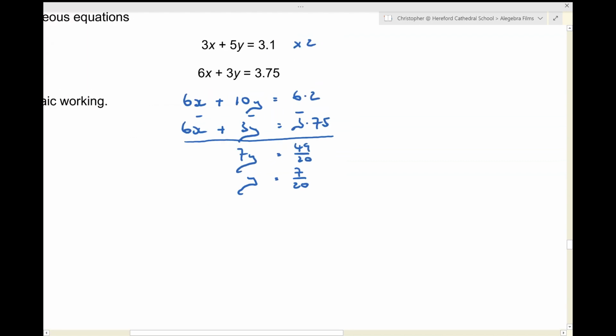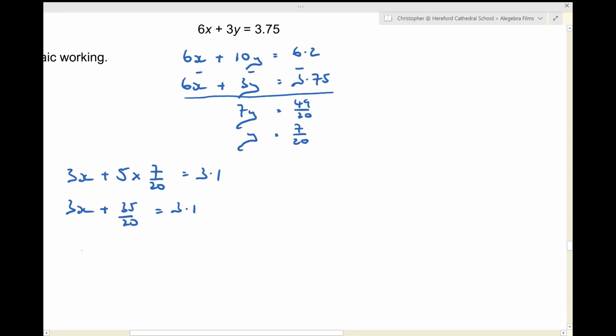Right, let's substitute that into this equation here. 3x plus 5y, so 5 times 7 over 20 equals 3.1. So that's 3x plus 35 over 20 on my calculator equals 3.1. 3.1 minus 35 over 20 gives me 3x equals 27 over 20. On my calculator, divide by 3, x is 9 over 20.